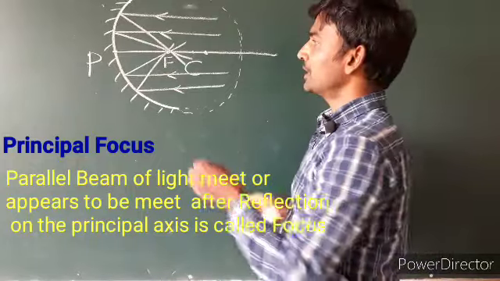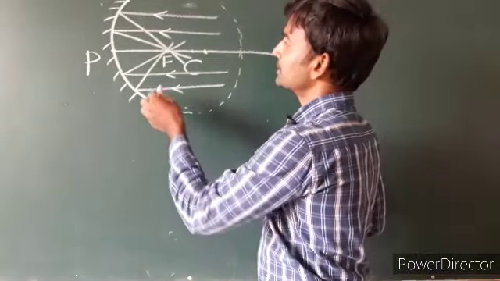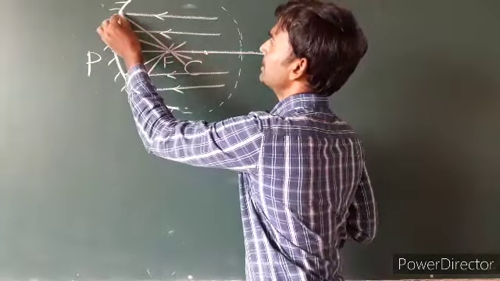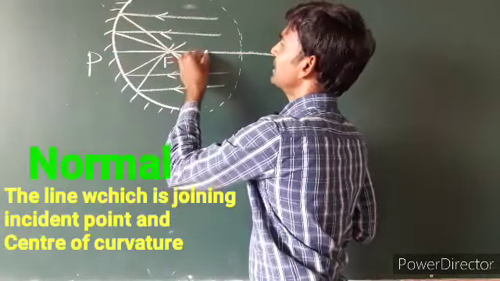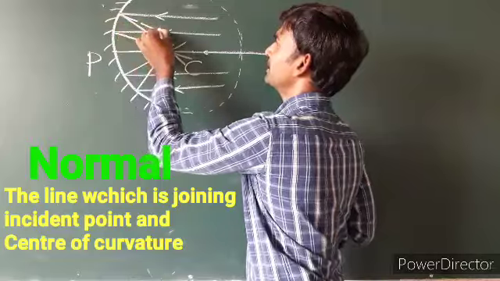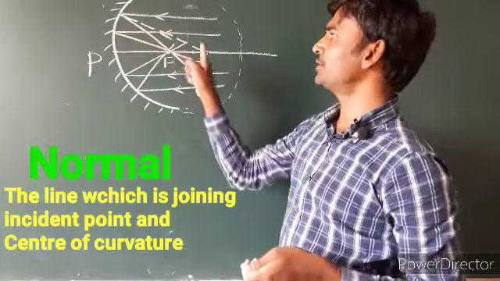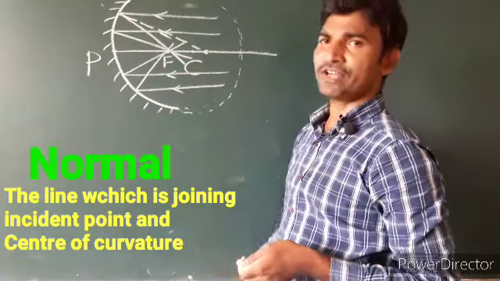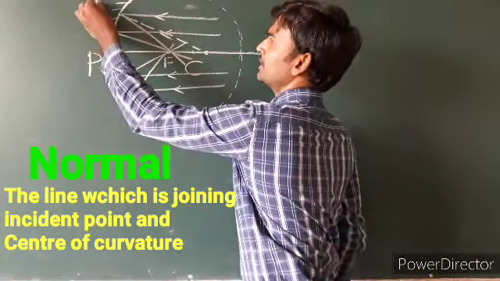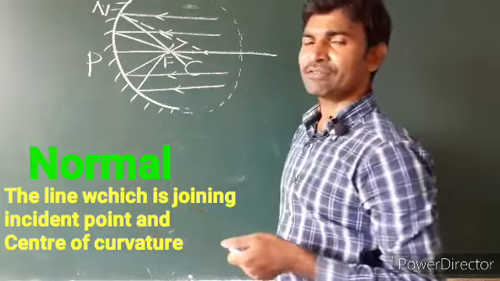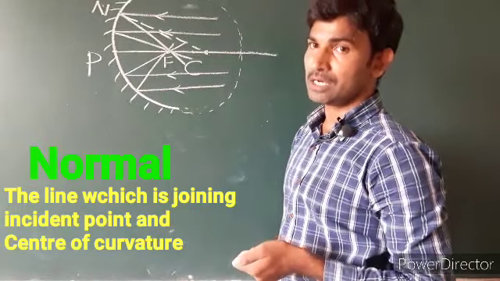Right. And next one is normal. Normal means the line joining the incident point to the center of curvature. The line which is joining the incident point to the center of curvature is called the normal.